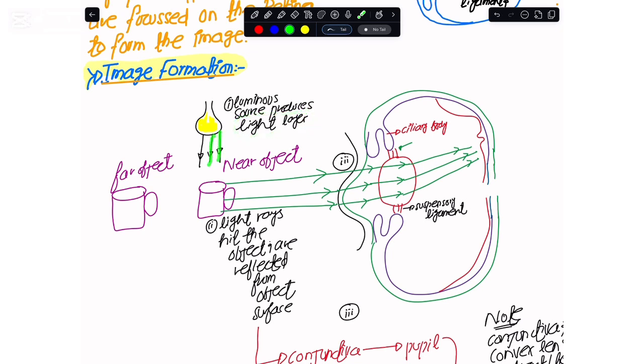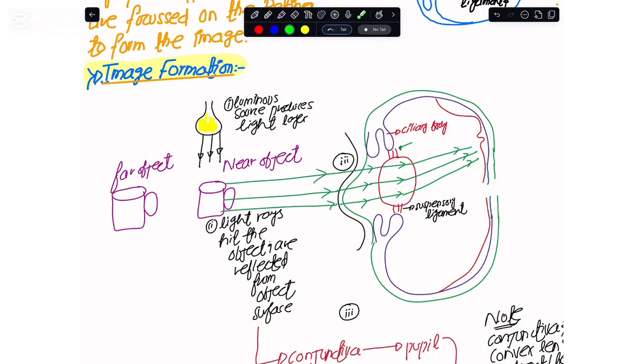When these light rays hit the surface of an object, they are reflected. The reflected rays first pass through the conjunctiva, then through the cornea, and then through the pupil. Then the light rays come toward the lens, and the lens focuses them onto the retina. In this way the image is formed, and from there the electrical impulses go to the brain with the help of the optic nerve.